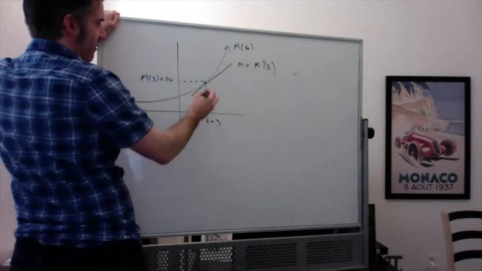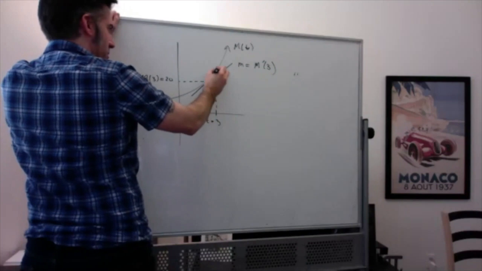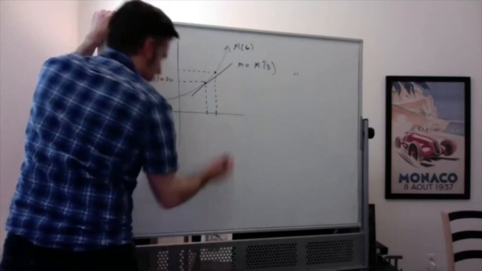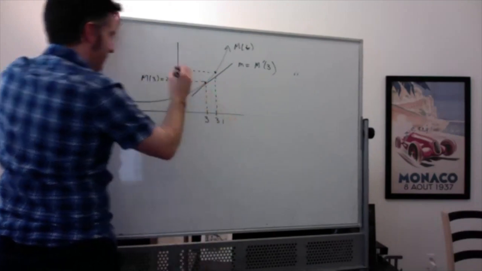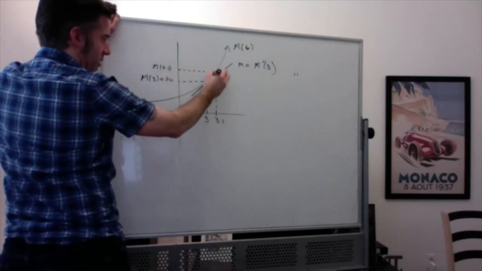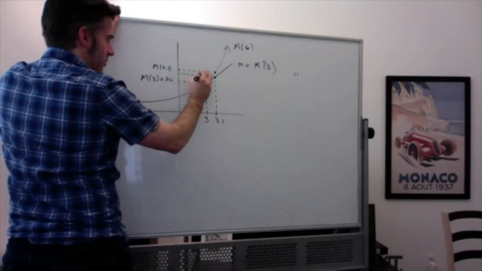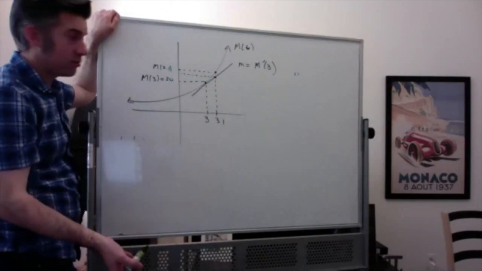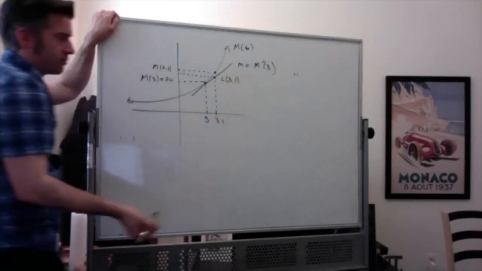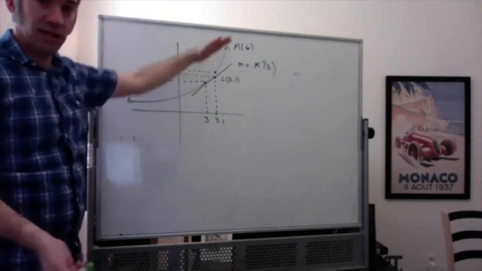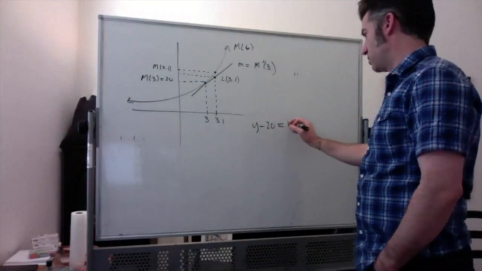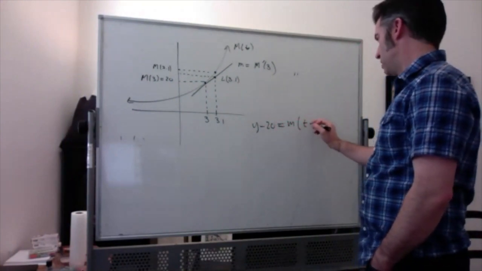And we're saying instead of figuring out this value here, which is M of 3.1, what we're actually going to do is find this point on the tangent line, which is our linear approximation. I usually call this L of 3.1, and that's given by the equation of that tangent line. Well, the equation of the tangent line is exactly y minus 20 equals your slope times t minus 3.